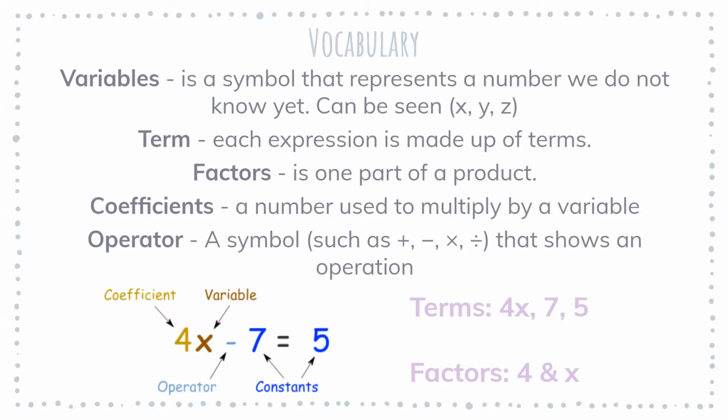So we multiply those together. And then the operator is a symbol such as plus, minus, multiply, and divide that shows an operation. In the example, our operator is going to be a subtraction, so it's going to be 4x minus 7, but we can see it as a plus sign, multiplying or dividing. For today's lesson, we will be focusing on the plus and the minus signs for our operator.